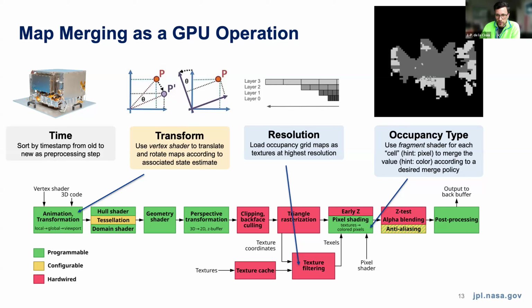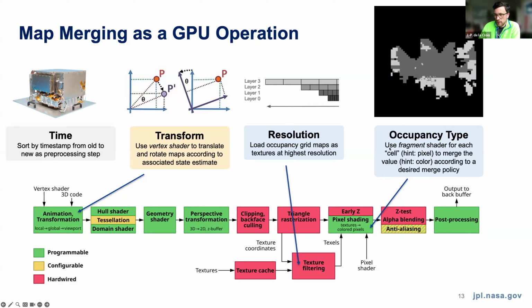Then the way that we deal with resolution is that we load the occupancy grids, which is just the 2D array, and turn that into a texture. And we map that into the texture part of the GPU pipeline at the highest resolution, right? So you take the highest resolution that you have as the base image. So for low resolution maps, you're almost like super sampling it, right? You're just repeating the cell multiple times into multiple pixels.